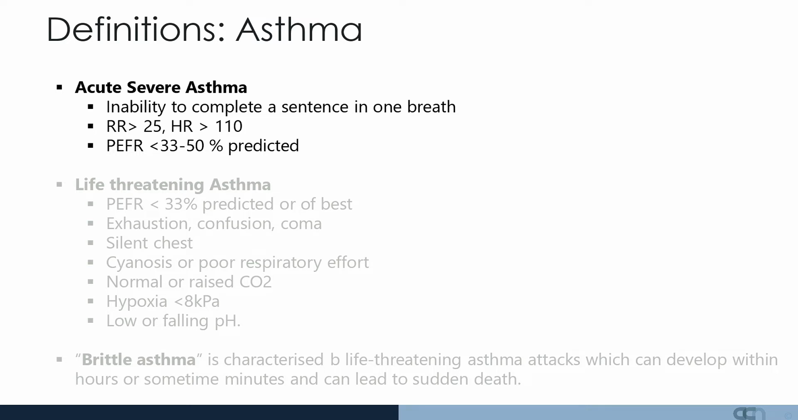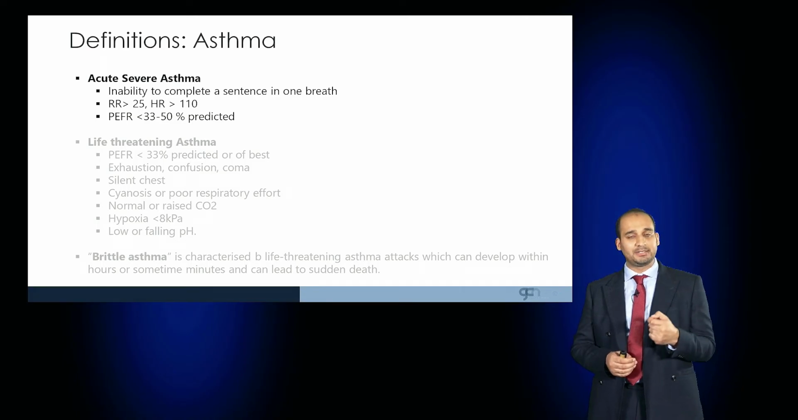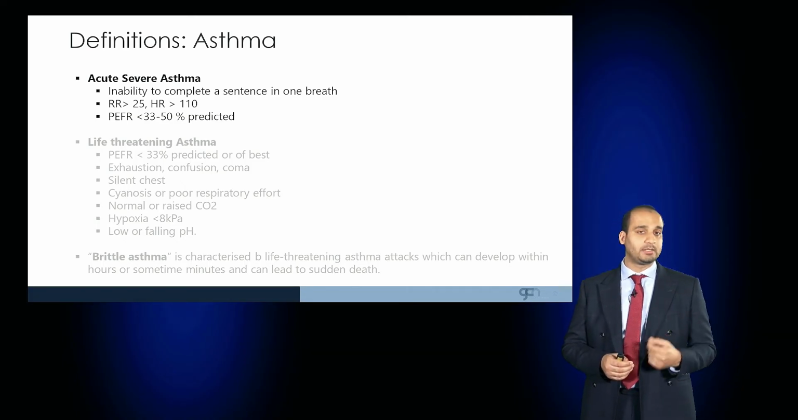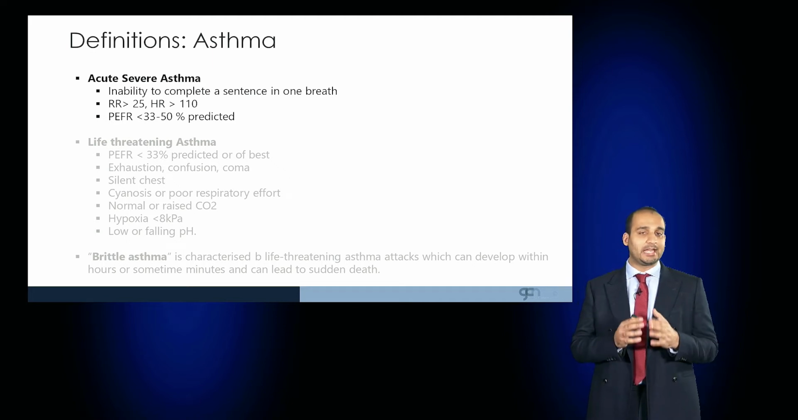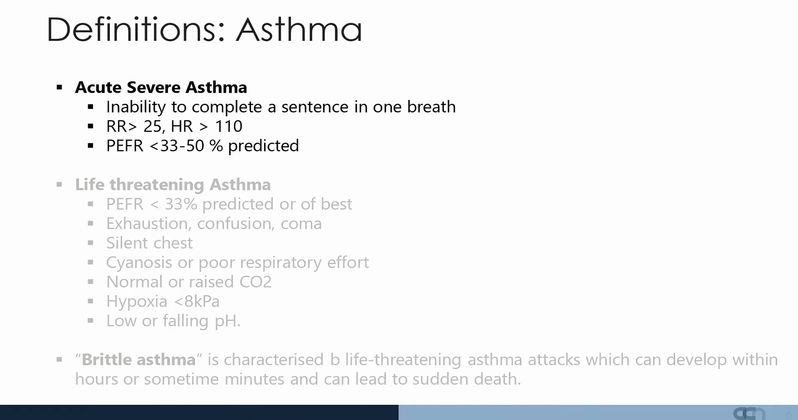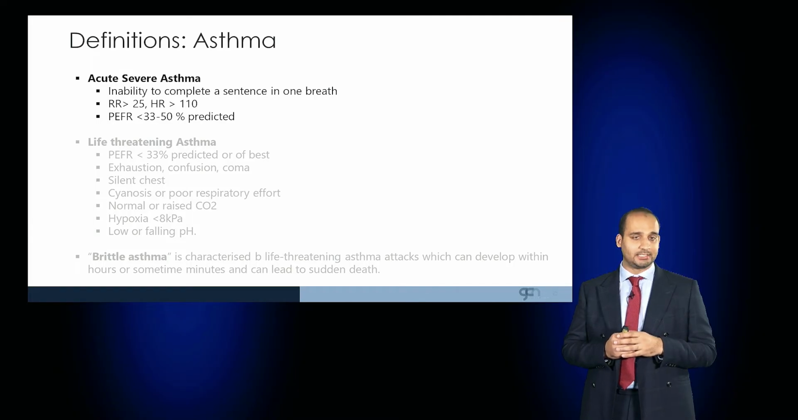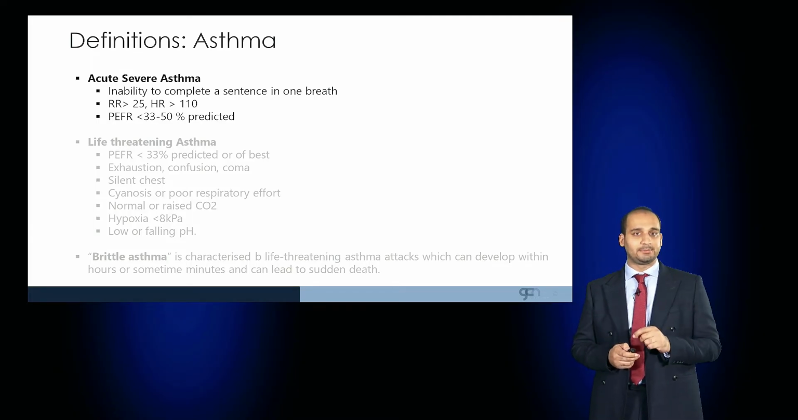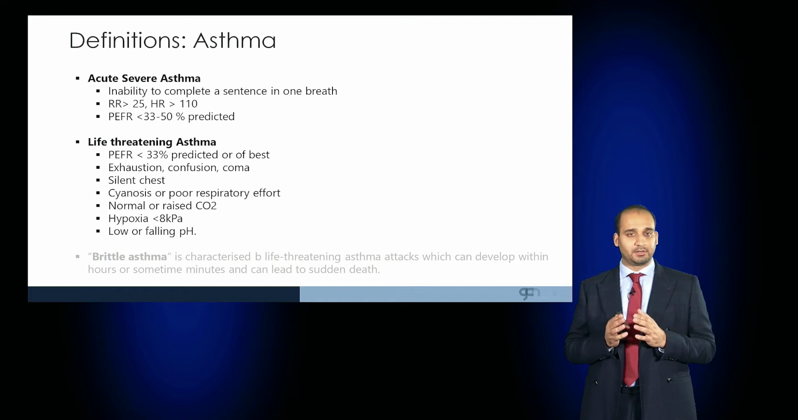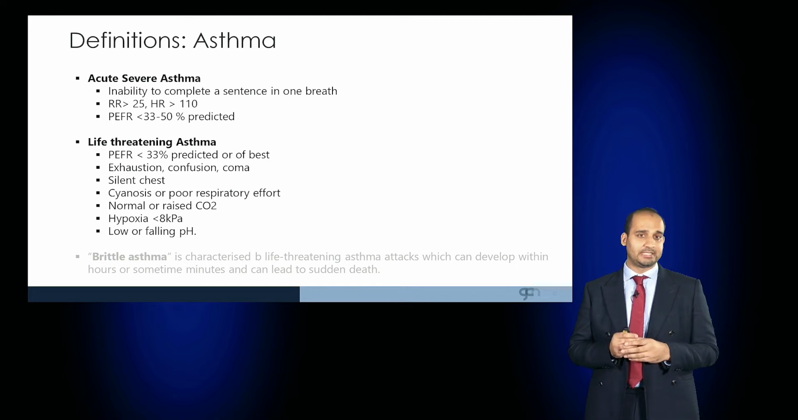Acute severe asthma is defined as when the patient is unable to complete a sentence in a full breath, they are tachypneic with a respiratory rate of more than 25 breaths per minute, and they are tachycardic with a heart rate of more than 110 beats per minute. The peak expiratory flow rate is between 33 and 50% of predicted. Life-threatening asthma is where the peak expiratory flow rate drops to less than 33% of predicted.